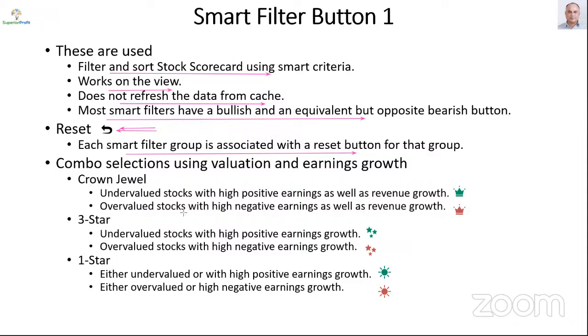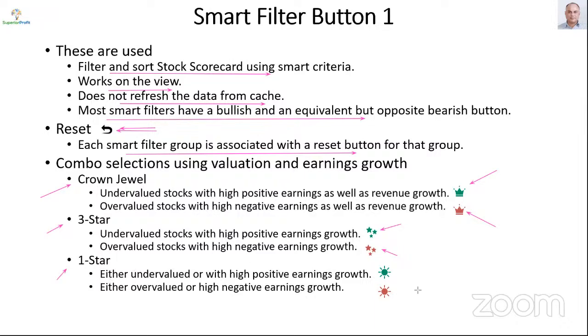Then we have the combo selections based on valuation and earnings growth. Crown jewels, most fundamentally strong or the worst, the most weak. Undervalued stock with high earnings growth and revenue growth. Overvalued stock with negative earnings growth, revenue growth, bullish, bearish. Less restrictive is 3-star. Bullish is undervalued with high earnings growth. Bearish is overvalued with negative earnings growth.